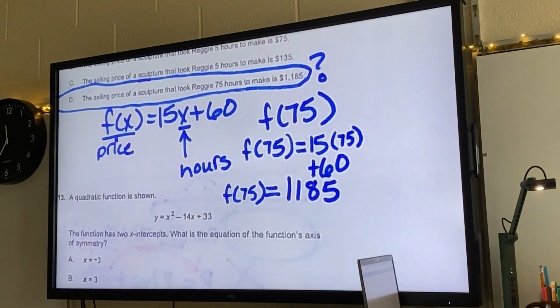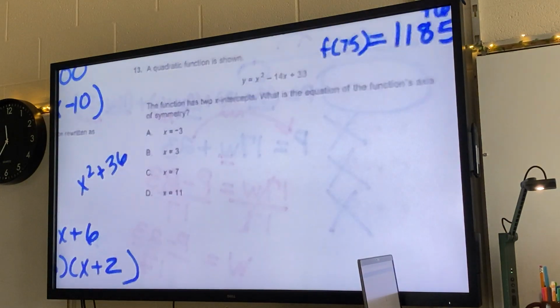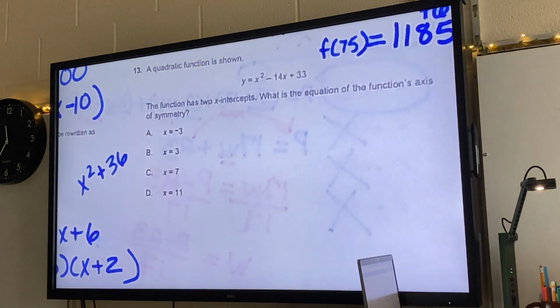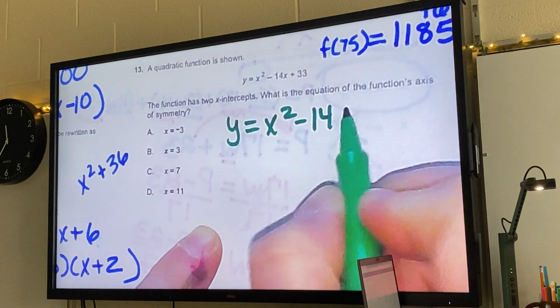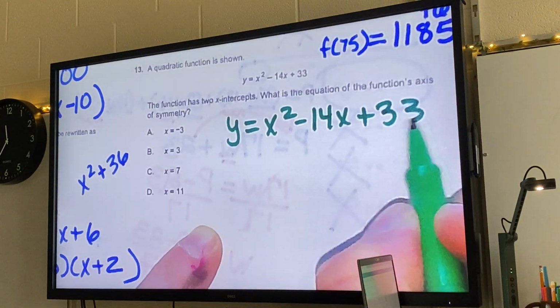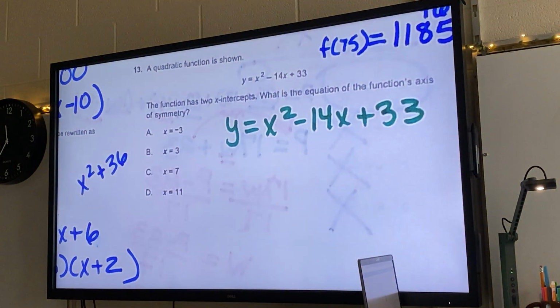Y'all good? Let's look at number 13. It says a quadratic function is shown. So we got y equals x squared minus 14x plus 33. It has two x-intercepts. What is the equation of the axis of symmetry? Now, we could do some math. We could find this out, or we could graph it and look at the picture. The axis of symmetry is the line that does what?